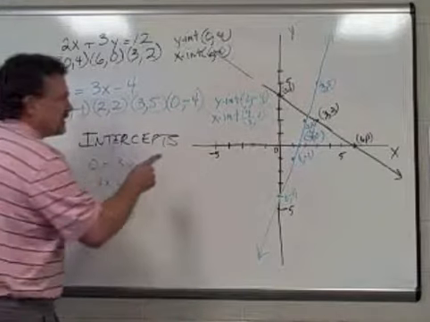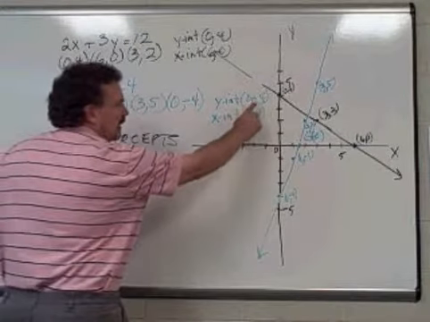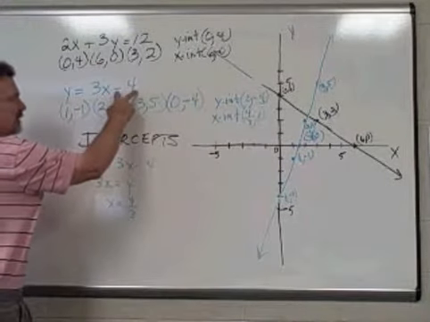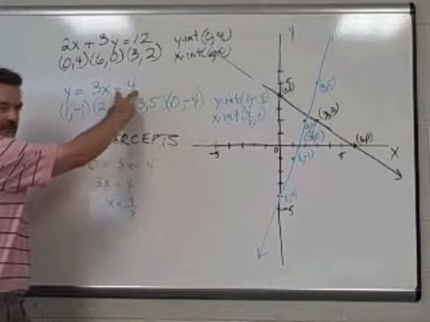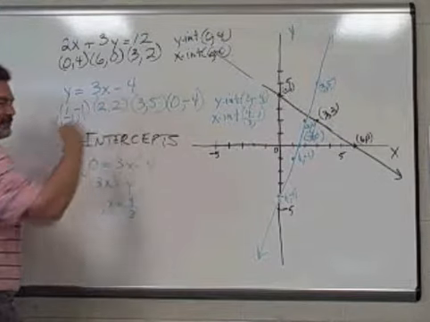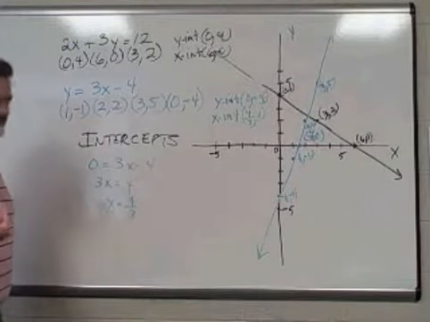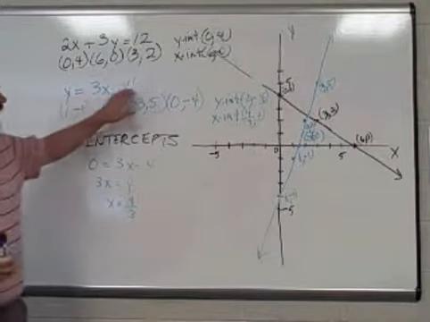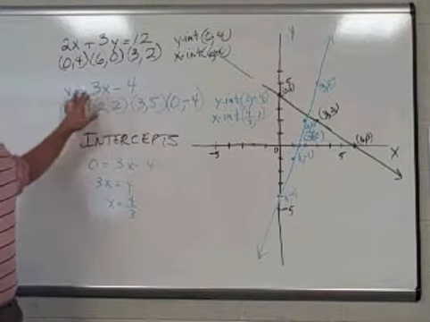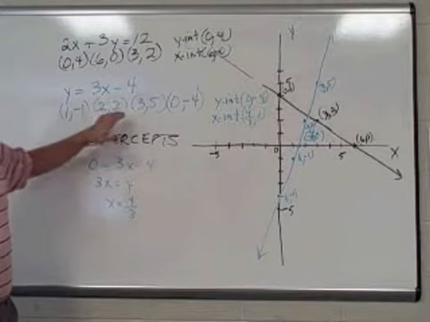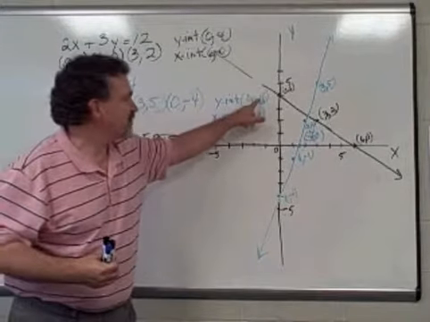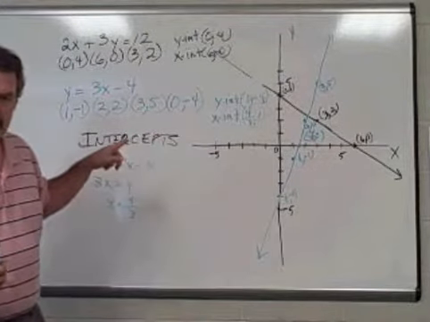Well, that's kind of interesting. Look at this. The y-intercept was -4. Look at the equation. The equation has a -4 in it. Do you think that's a coincidence? Well, it's not. Anytime we write a linear equation in two variables in this form, whatever this constant is, it's the y value of the y-intercept.